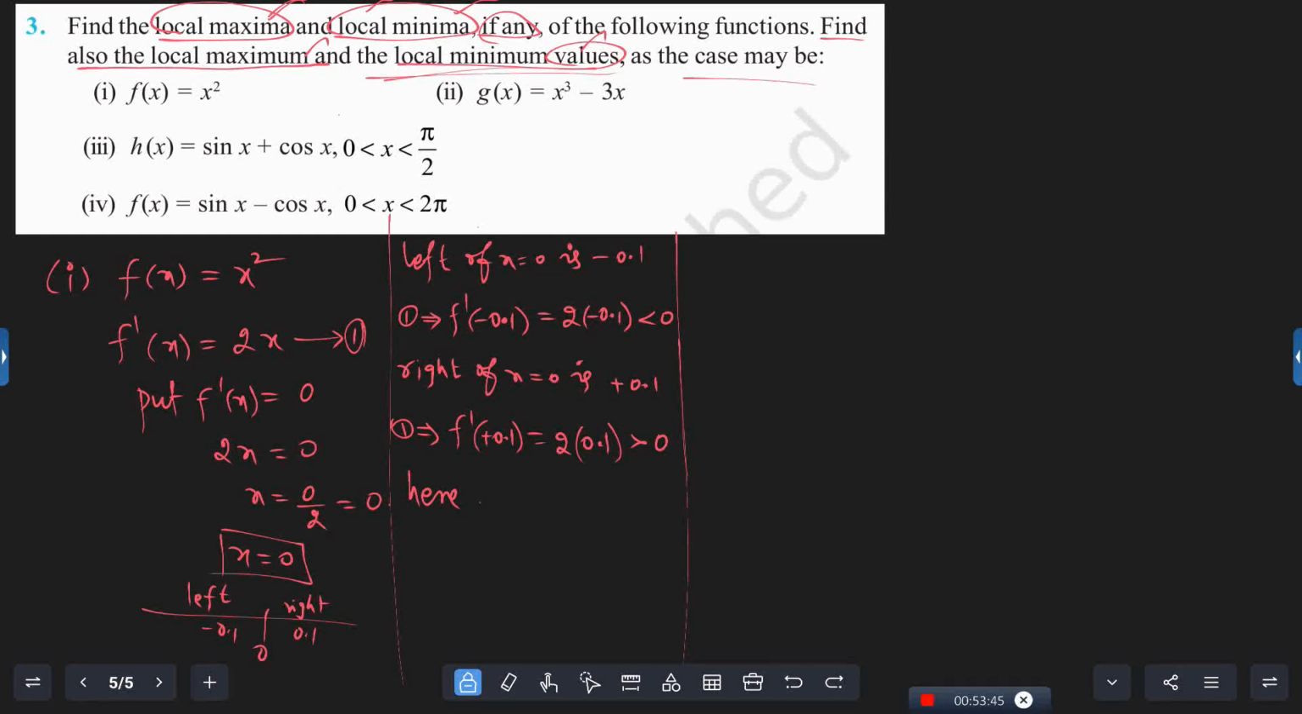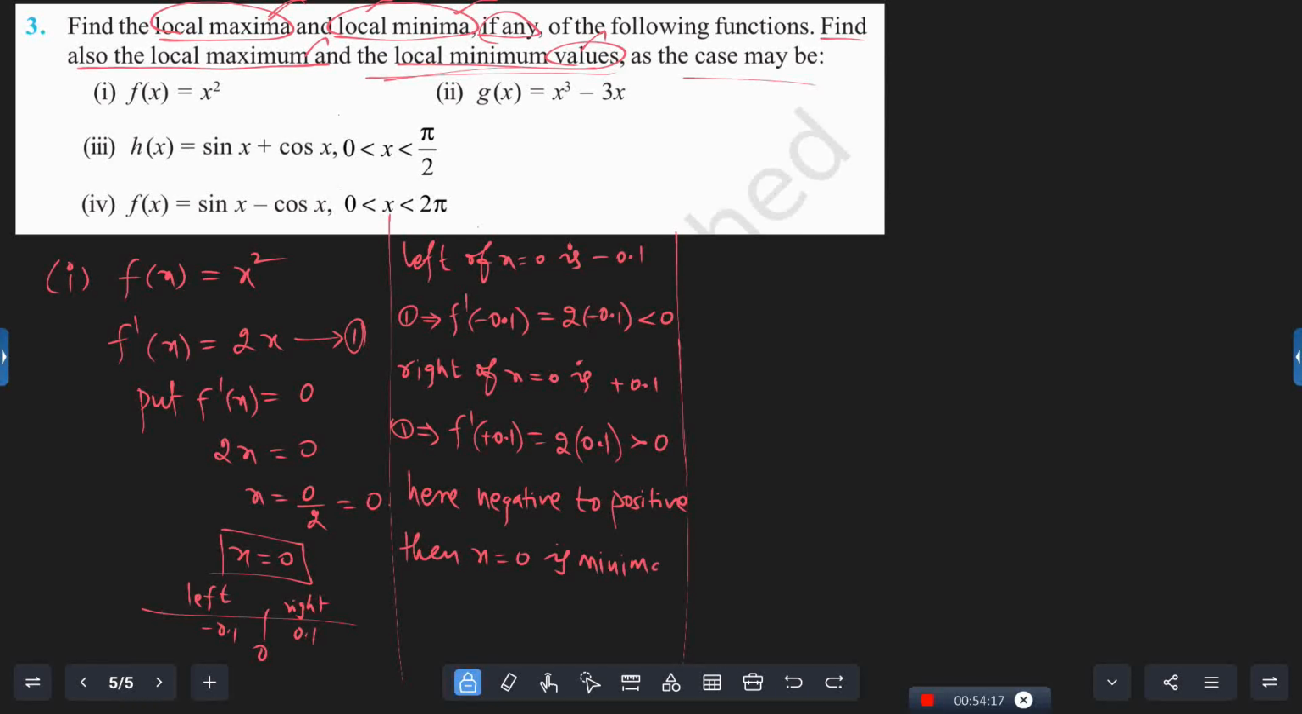Here it is going from negative to positive. Have you noticed, children? Negative to positive it is going. So what can we say about 0? Is it maxima or minima? What can we say? Then x is equal to 0. First, whatever we have, we have to accept. Negative to positive, so minima. Okay, x equal to 0 is minima.